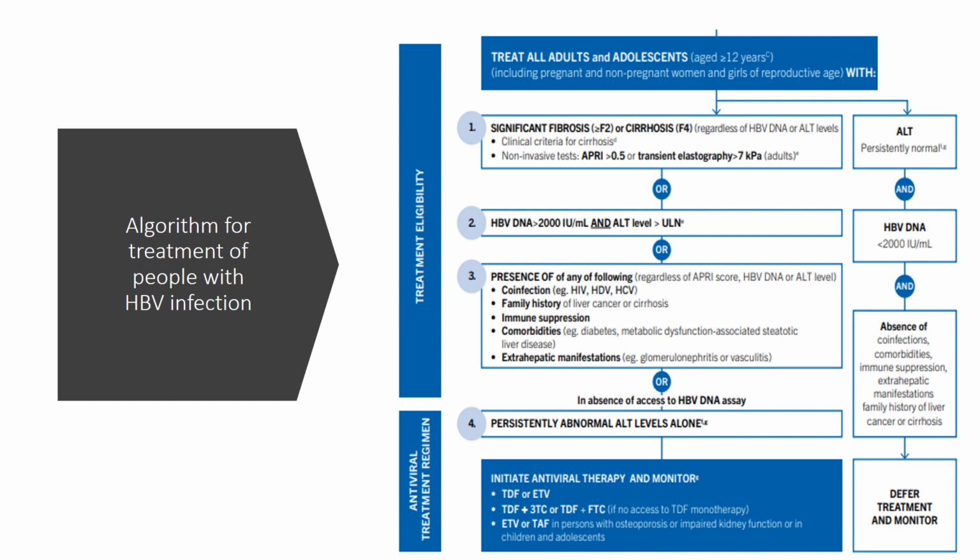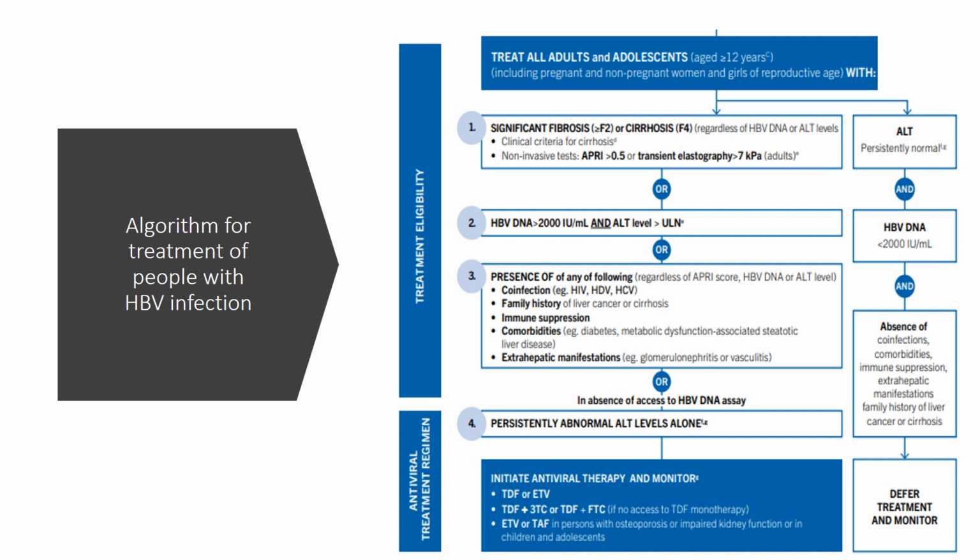HBV DNA above 2000 IU per ml and an ALT level above the upper limit of normal, ULN, 30 unit per liter for men and boys and 19 unit per liter for women and girls. For adolescents, this should be based on ALT higher than ULN on at least 2 occasions in a 6 to 12 month period. Or 3.